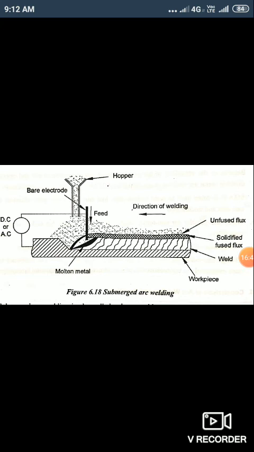Limitations: as the flux is powdered, we cannot use it for vertical or inclined welding. It is not suitable for welding work which is inclined or vertical. Also, the welding zone is not seen, so it is difficult to guide the electrode movement.